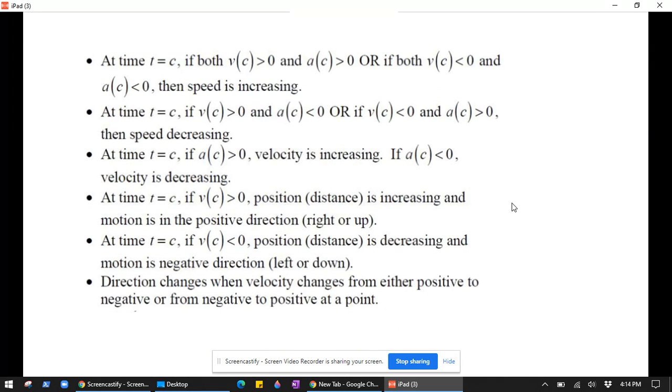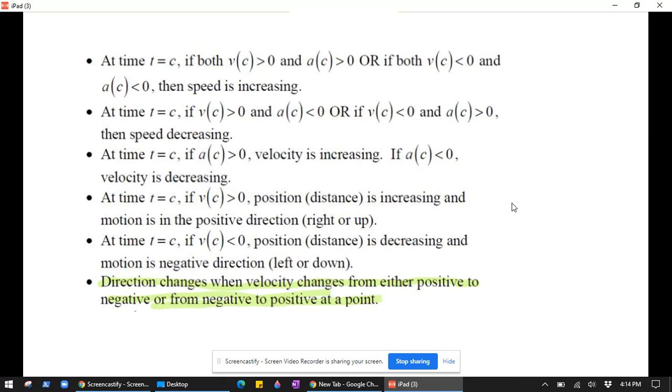These are a couple of terms, or concepts rather, we're going to see. I think the important ones to keep in mind here, because this looks like a list of rules, which can be overwhelming. The important thing is that direction changes when the velocity changes from positive to negative or negative to positive. So that's one thing we'll want to keep in mind, and that can be tricky.